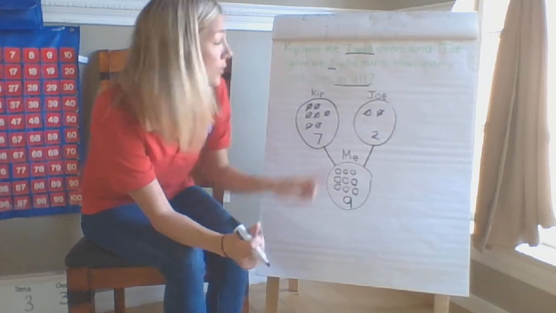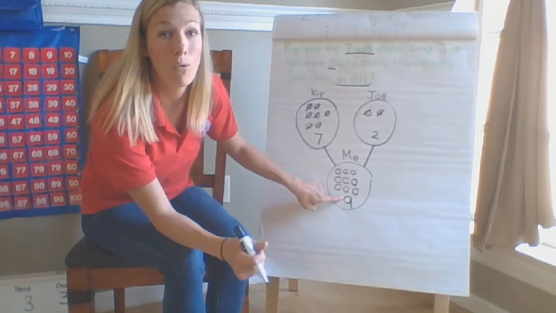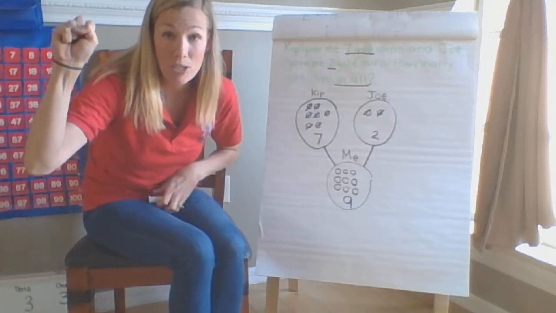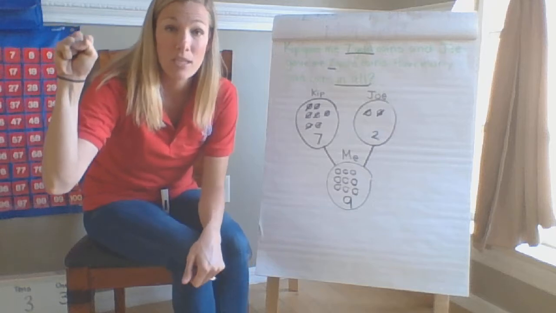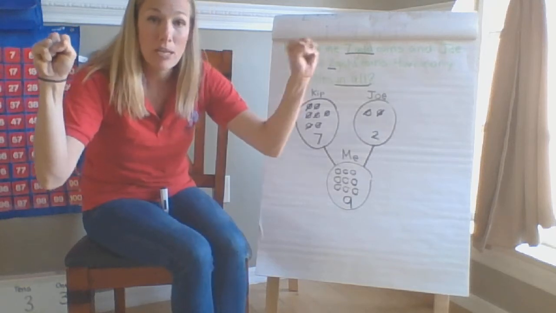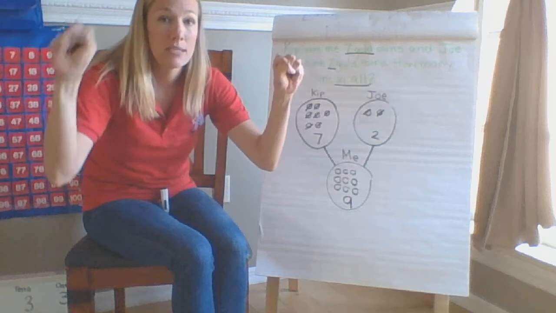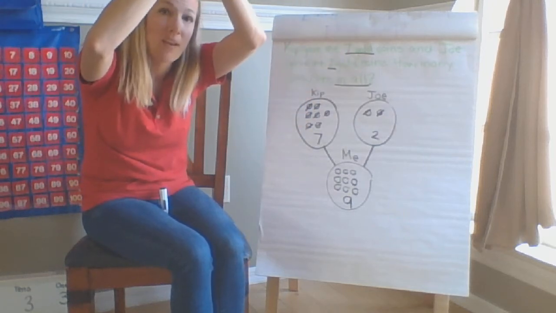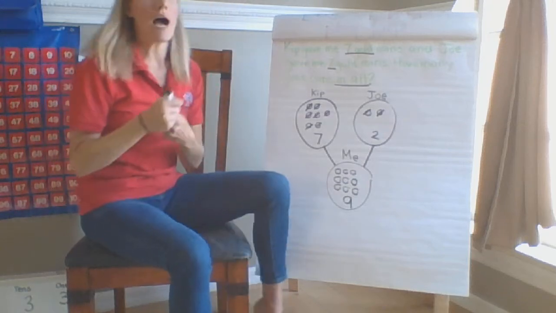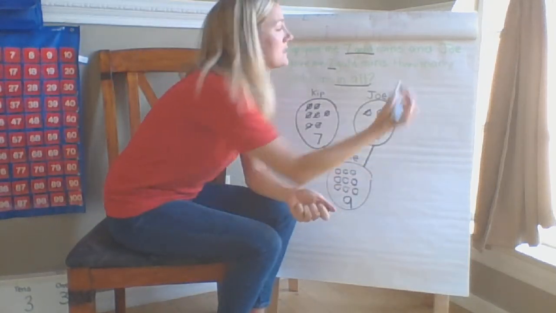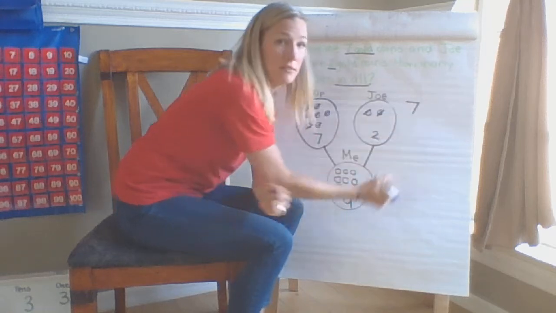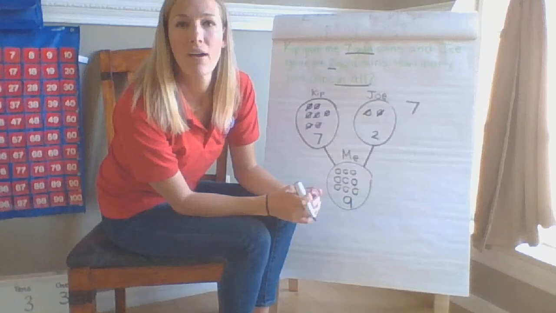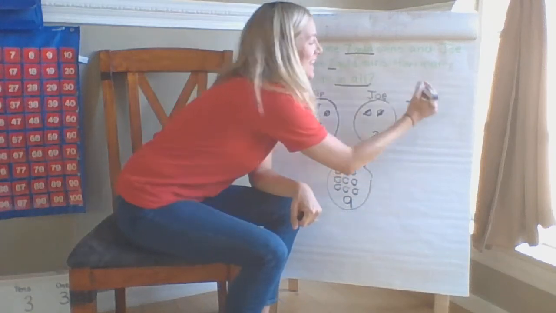So what I want you friends to do now is try and write an equation for this story problem. So if I've got a part here, this would be my Kip part. Kip had 7. This is my Joe part. He had 2. 7 and 2 is, let me put them together, 9. So our equation would look like this. 7. What symbol do I need to show that I'm joining 2 groups together? An addition sign, you got it.